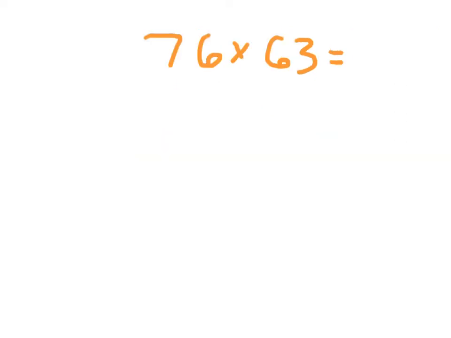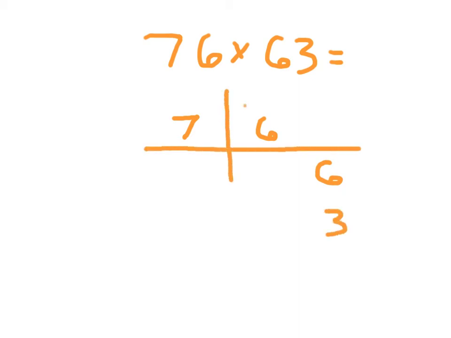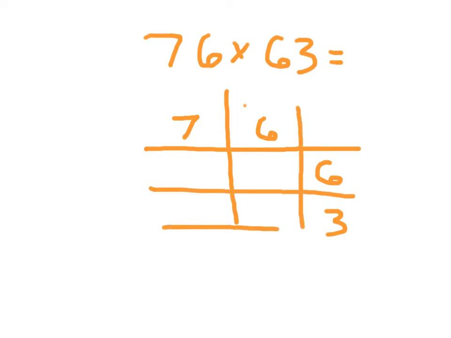Here's another problem, 76 times 63. So I'll write a 7, a 6 there for that first factor, and then a 6 and a 3 there, 63 for that second factor there. And then I'll go ahead and draw my lattice along with those grid lines. And I'll do that multiplication.